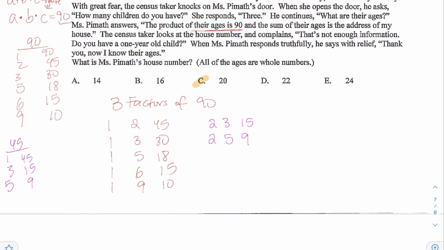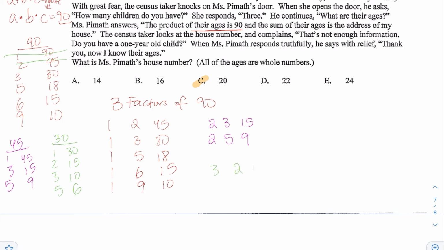And then for the next one, with those 2, you can have 3 with 30. So you'll need the factors of 30. So 30 is 1 and 30, 2 and 15, 3 and 10, and 5 with 6. So you can also have 3, 1 and 30, which you already have.